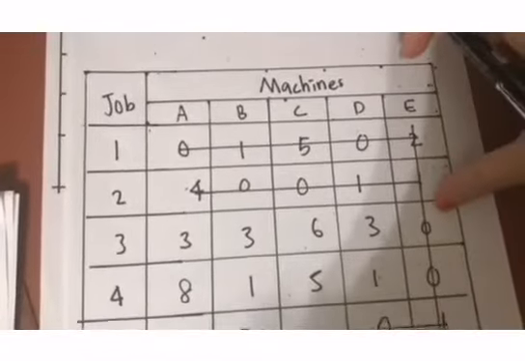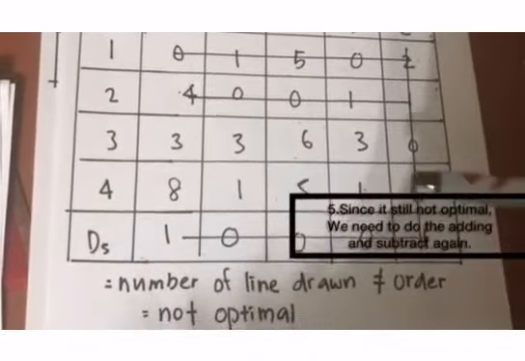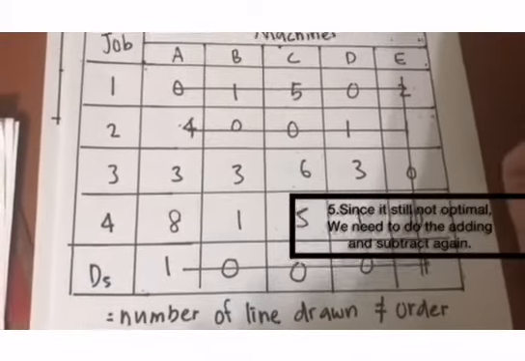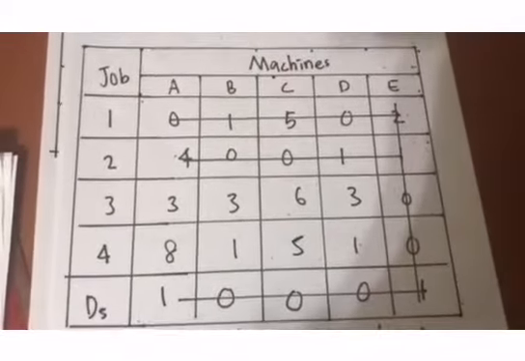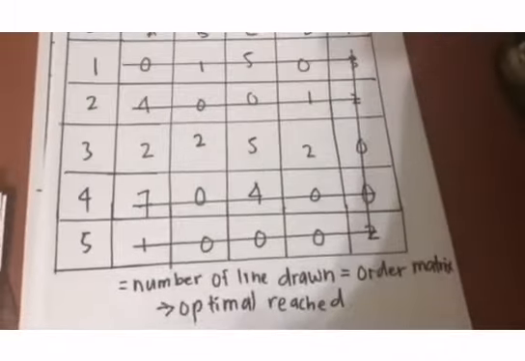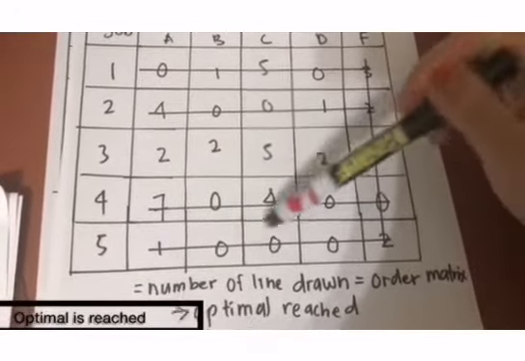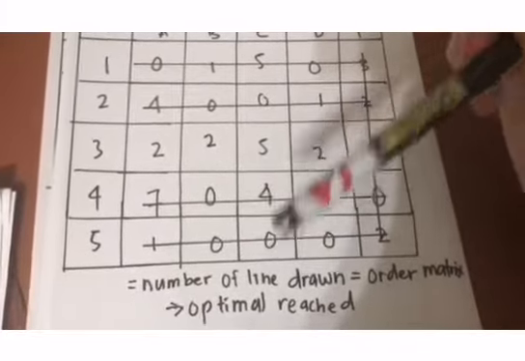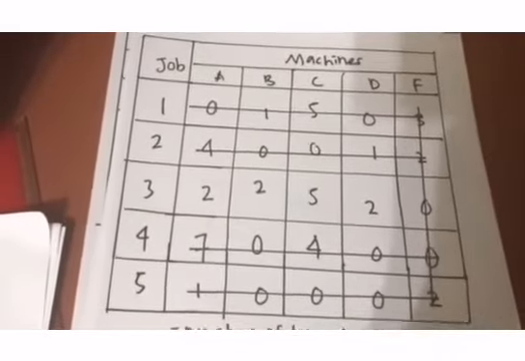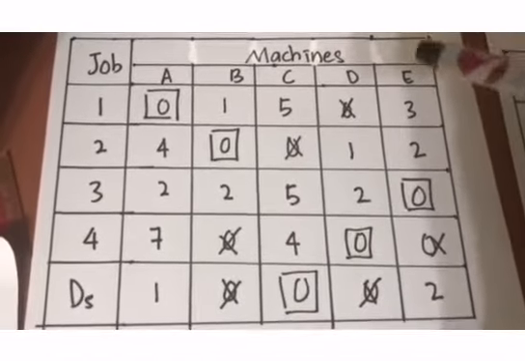So I have made another table. It is still not optimum, so we need to do the adding and subtracting again. Now we do it again, and here is another new table. Now the number of lines drawn is the same as the order of the matrix. So this means the optimum is reached. After this, we need to assign the jobs to machines.